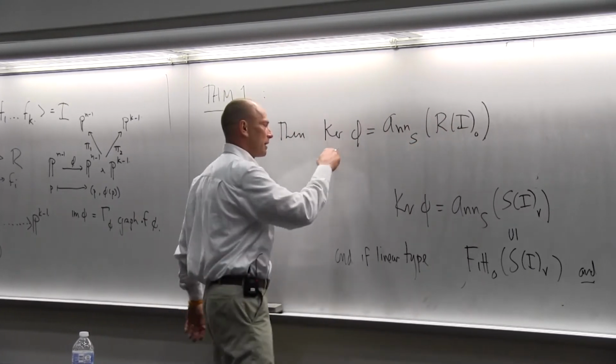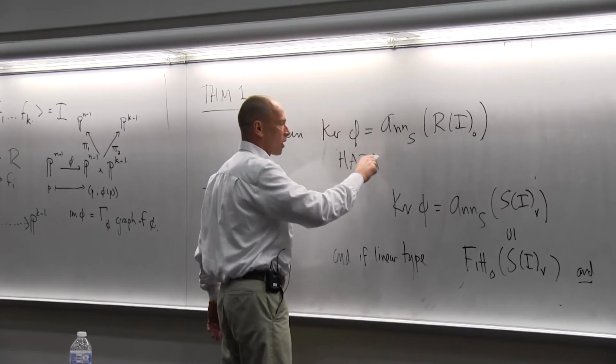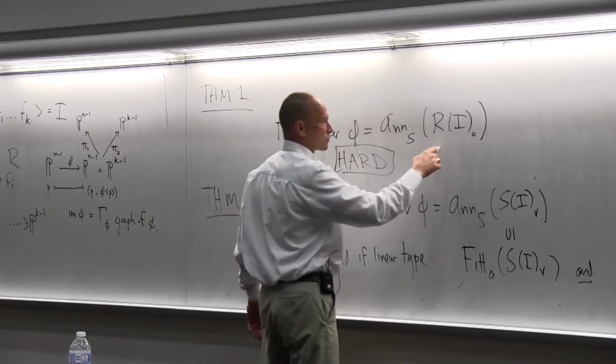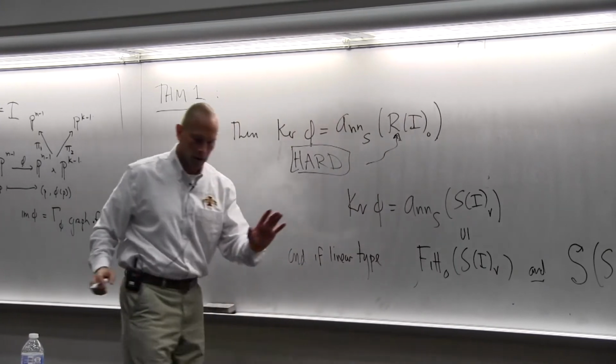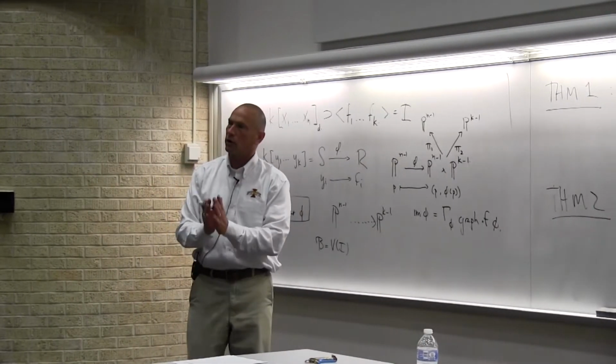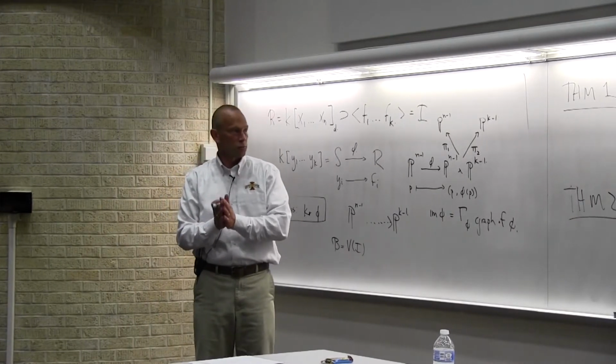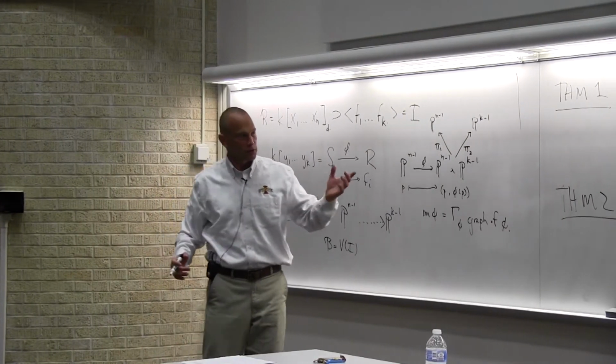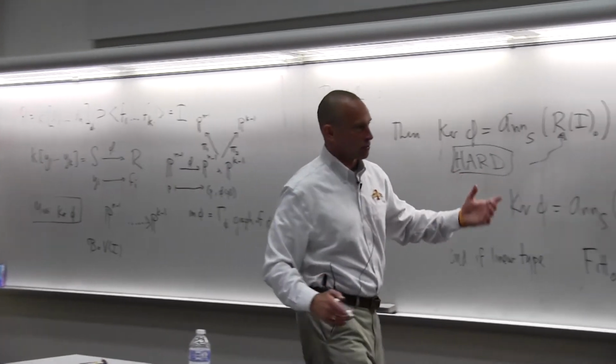But this is hard. The point here is this is hard. And the reason it's hard, and I want to say it right now, is that this Rees algebra is hard. So I mentioned this before. Finding defining equations of Rees algebras is really, really tricky. So I give you an example over here. Here's, I guess, one of my favorite examples.